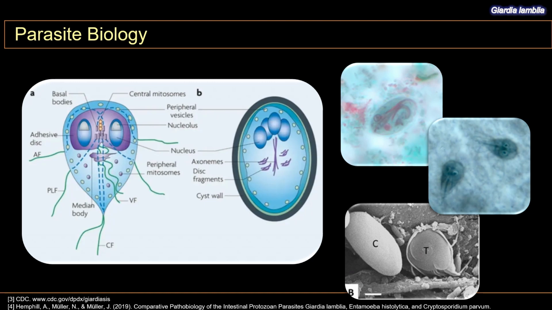Cysts contain up to four nuclei and prominent axonemes in its median. The images on the right are stained stool samples showing both a Giardia cyst and a trophozoite, as well as a scanning electron micrograph of both cysts and trophozoites. The C are the cysts, the T are the trophozoites.